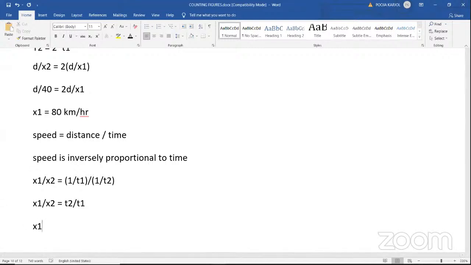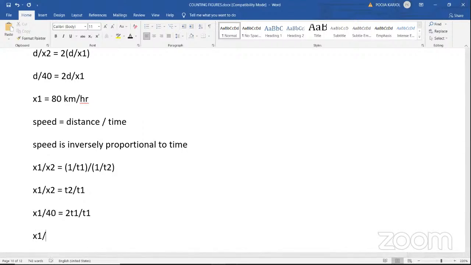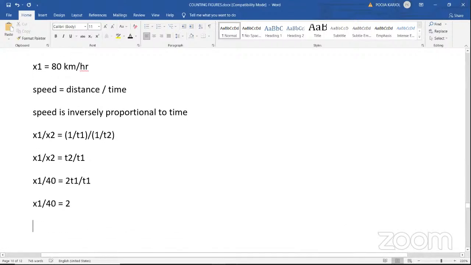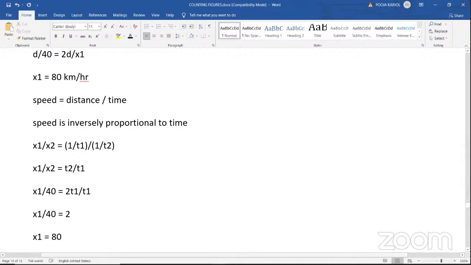Now what is x1? We don't know. x2 is 40. They have given t2 is equal to 2 times t1, which we did before. So 2 times t1 by t1, t1 and t1 cancel. What will remain? x1 by 40 is equal to 2. So x1 is equal to 80. When you practice solving, this will be a direct formula and we can solve it easily. Any doubt?